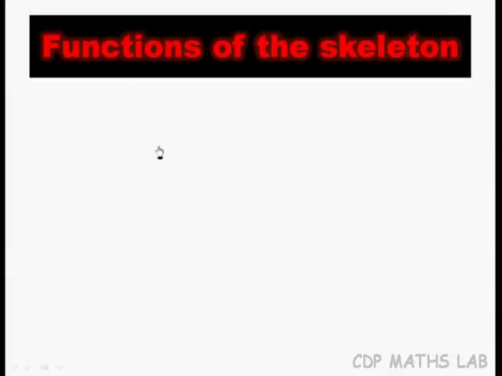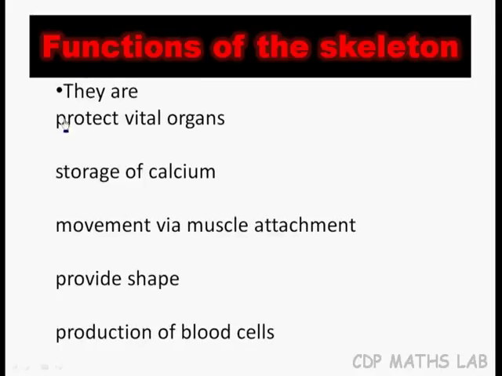Now we're going to look at the list of the functions of the skeleton. Now, let's count. 1, 2, 3, 4, 5 functions. Good. So the skeleton protects vital organs, for example, the brain, the heart, and the what? Lungs. And the skeleton also stores what? Calcium. So it is a storage for what? Calcium. It also provides movement via muscle attachment. And it also provides what? Shape, or the framework for the human body, or mammals rather.